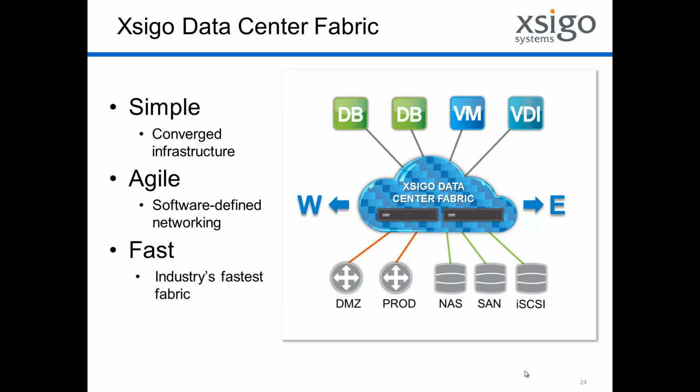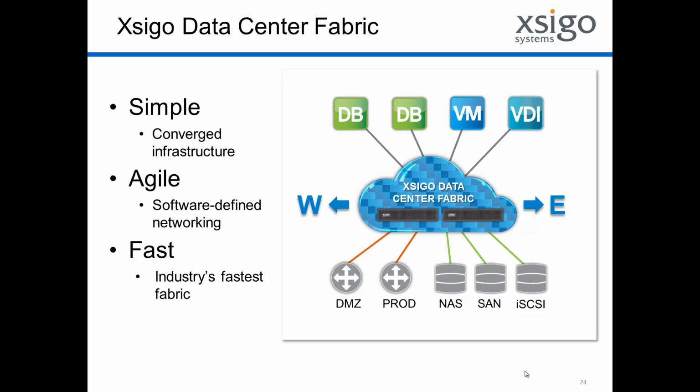It's also available with two different types of fabrics, 40 gig InfiniBand fabric and the 10 gig Ethernet fabric. Both offer the same functionality. Obviously the InfiniBand is the faster, but the 10 gig uses standard Ethernet NICs and a standard 10 gig Ethernet connection into the Fabric Director.